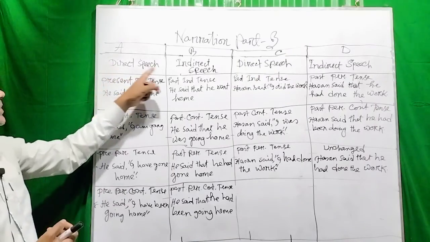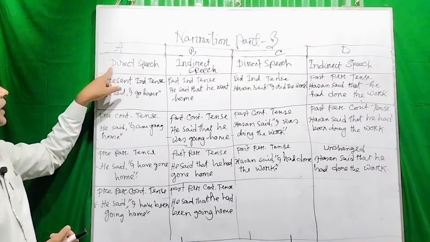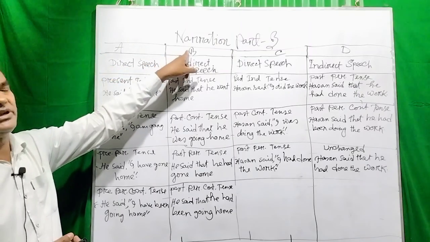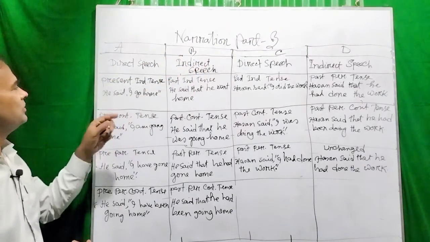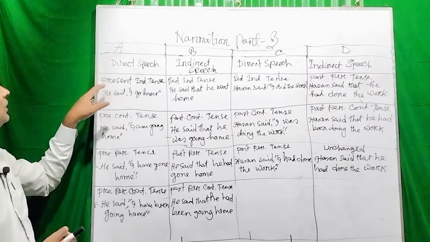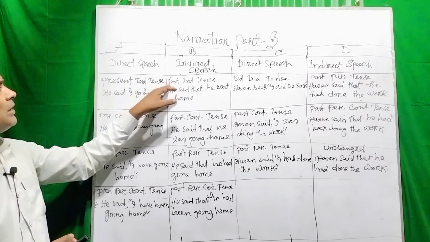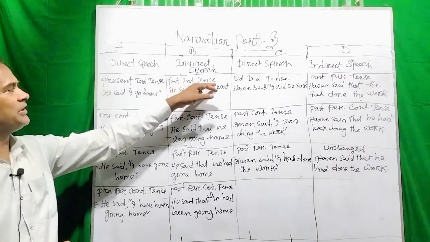So this is the direct speech and this is indirect speech. In the A column you see direct speech and in the B column you see indirect speech. Direct speech, present indefinite tense. Dear viewers, look at this writing. Present indefinite tense becomes changed into past indefinite tense.